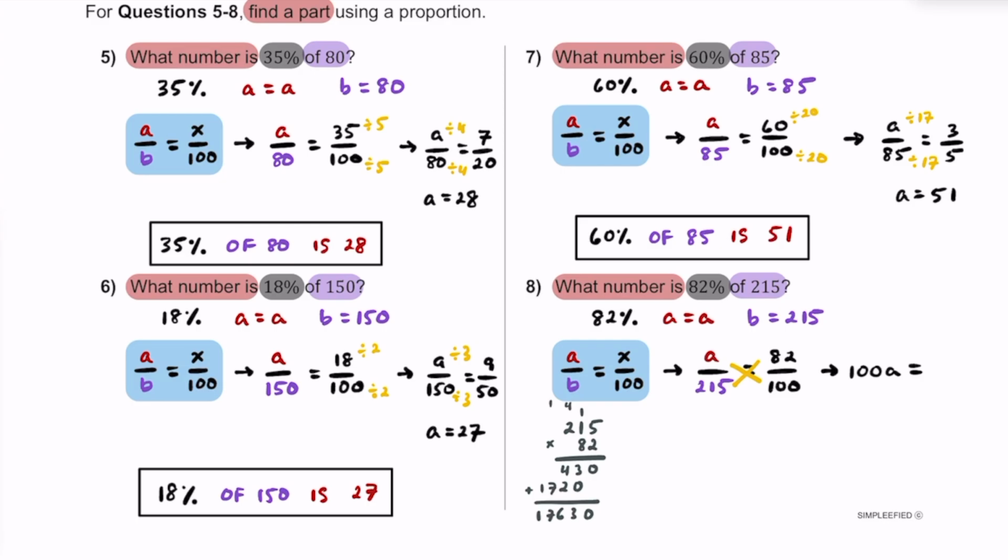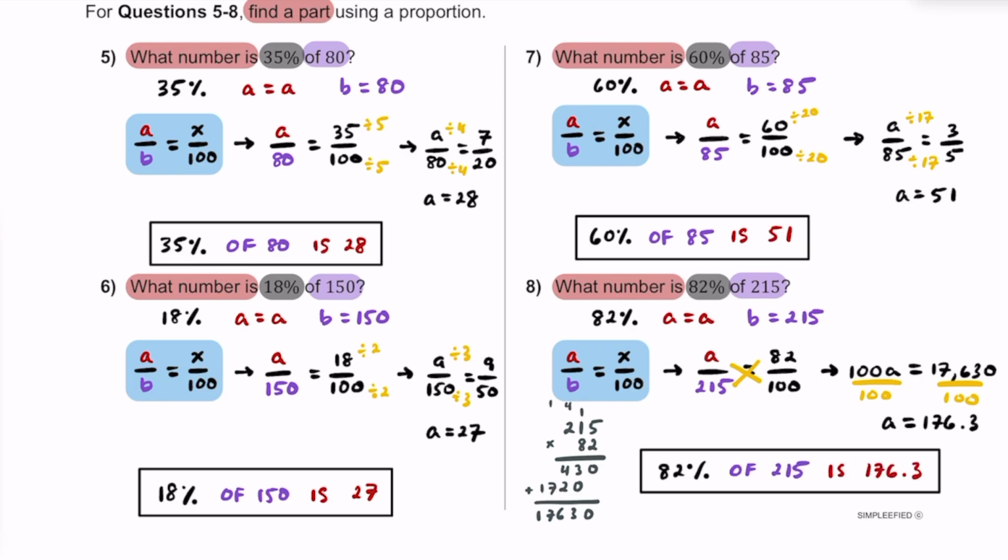And so it looks like we're getting here 17,630. Okay, so pretty big number here, but if we just go ahead and divide both sides by 100 using the division property of equality, we can really just slide over that decimal twice to the left here. So A would be equal to, what is that, 176 and 3/10. So we can say that 82% of 215 is 176 and 3/10.